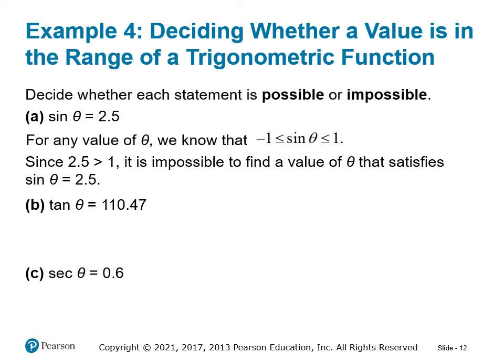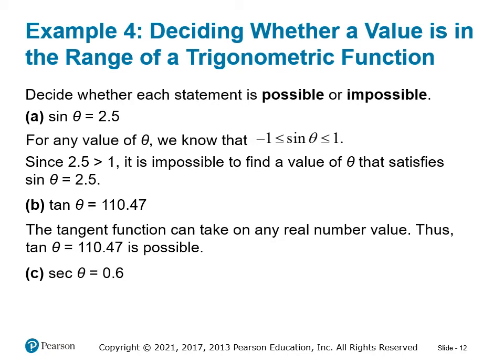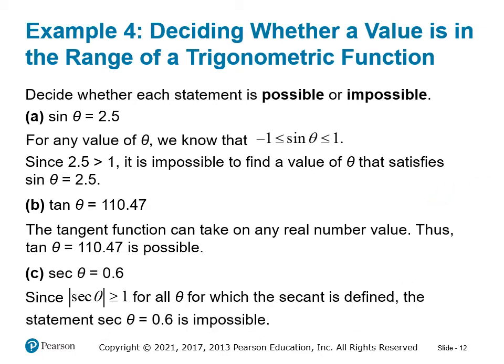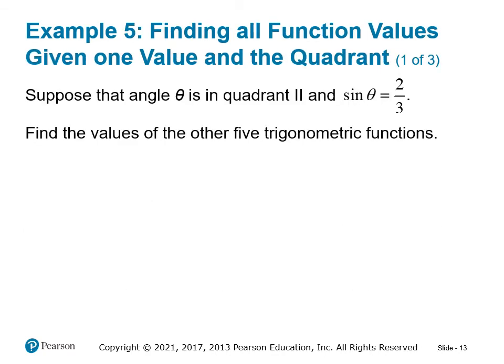Tangent theta equals 110.47. Since tangent can be anything, just like cotangent, this is fine. Secant and cosecant, remember, have to be greater than or equal to 1, or less than or equal to -1. And in this case, we have secant is 0.6. That's less than 1, and so that's not allowed, and that's not possible. Okay? So let's look at some more interesting problems.